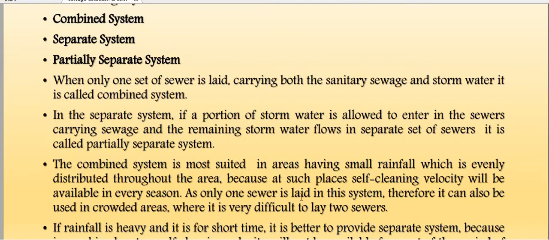You have to understand that there are three systems in the sewer system. Then why is there a necessity? First, we have to understand what they are. The combined system carries only one set of pipe. The separate system carries two sets of pipe. And the partially separate system is an improvement of the separate system, in which we allow a small portion of storm water to enter the sewers carrying the sewage, and the remaining storm water flows in a separate set of sewers.